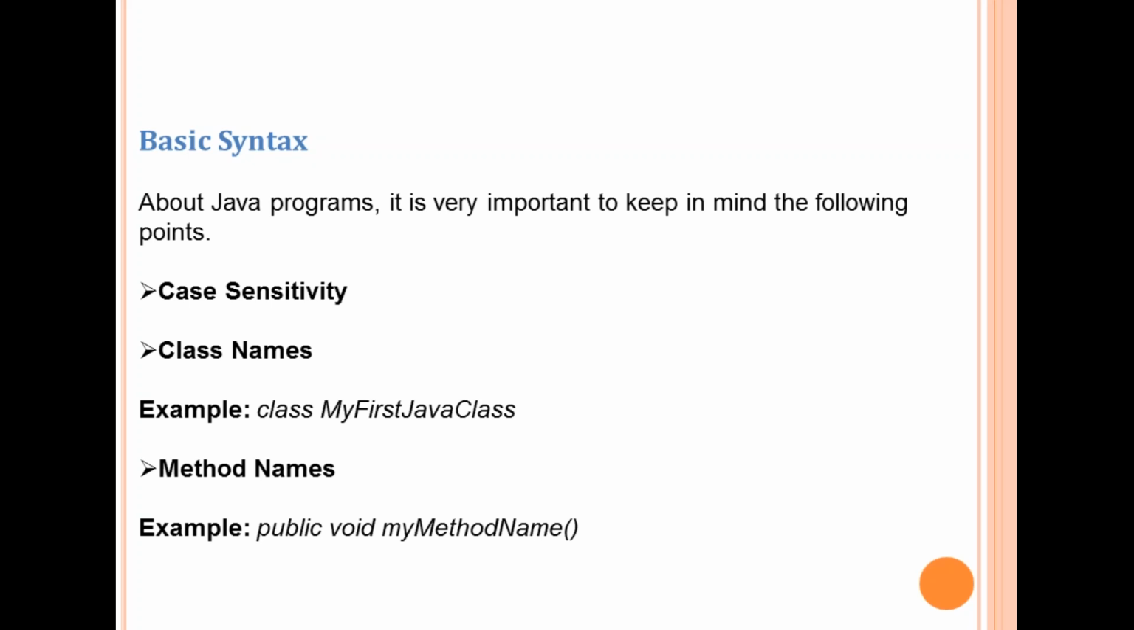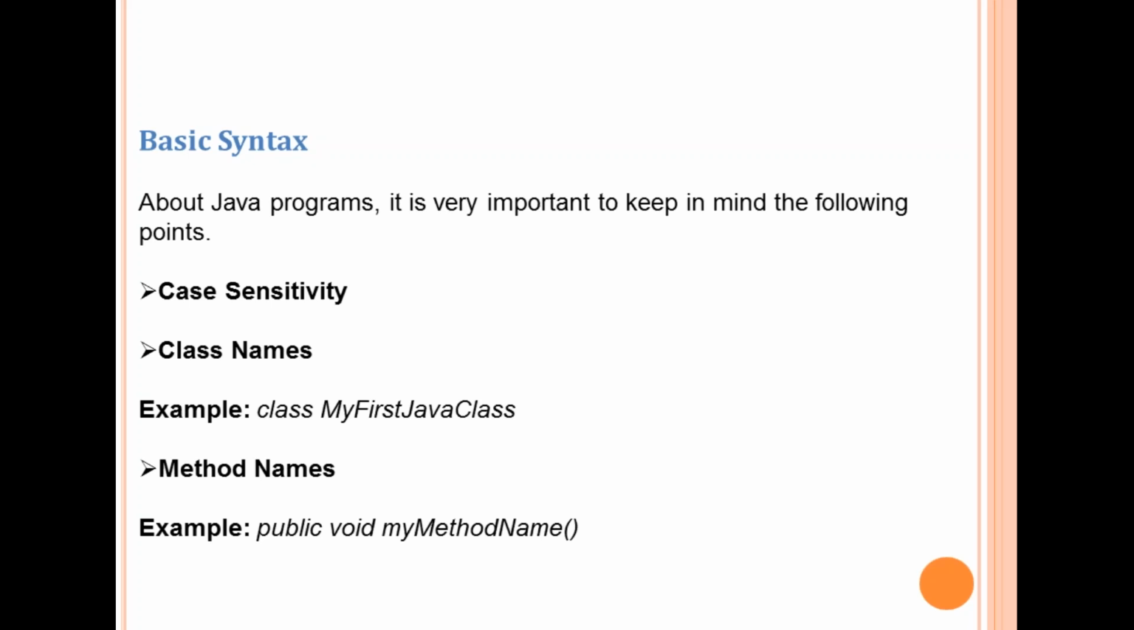Class names. For all class names, the first letter should be in uppercase. If several words are used to form the name of the class, each inner word's first letter should be in uppercase. As you can see in the previous example, we have taken the class name as MyFirstJavaClass, where each and every word's first letter is a capital letter. My, M is capital, First, F is capital, Java, J is capital, Class, C is capital.